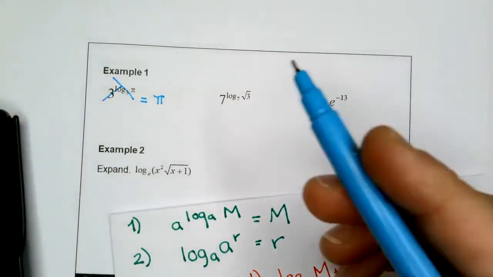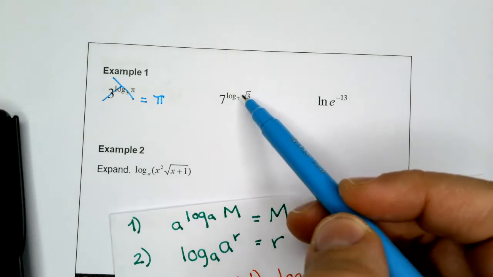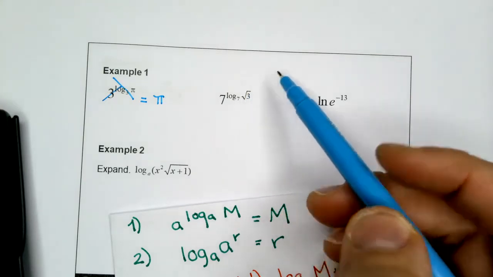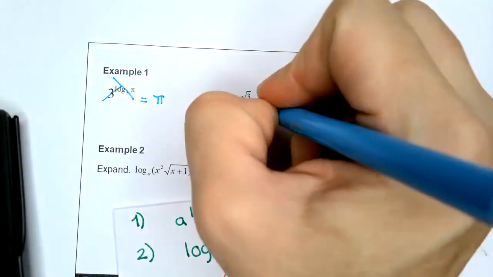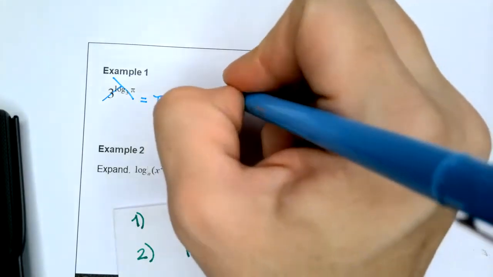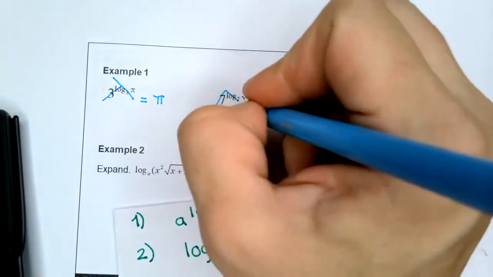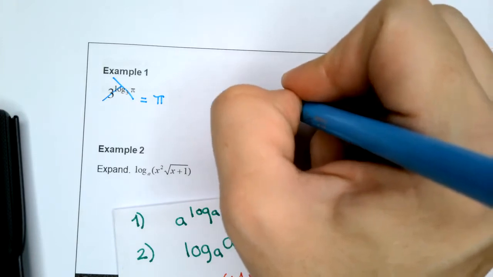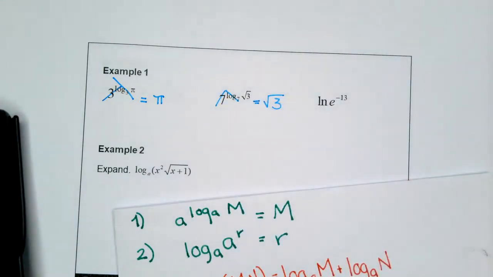So now this one says 7 to the power of log base 7 of the square root of 3. It looks just like that other one. So we can say 7 cancels the log base 7 to leave us with the square root of 3.